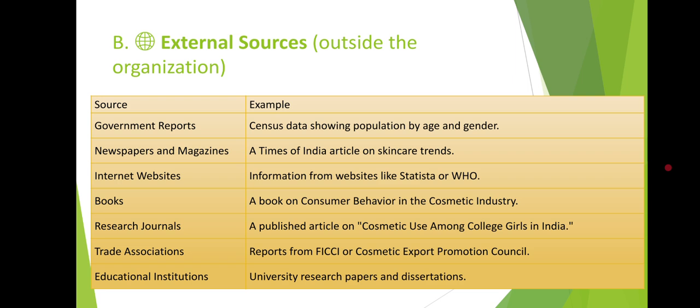Fourth source we have books, a book on consumer behavior in the cosmetic industry. Apart from that, we have research journal. For example, a published article on cosmetic use among college girls in India, as well as trade association. For example, report from FICCI or Cosmetic Export Promotion Council. Next, we have educational institutions. For example, university research paper and dissertations. So these are the different sources that comes under the external sources.